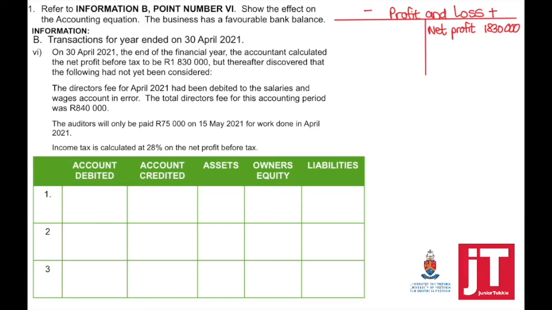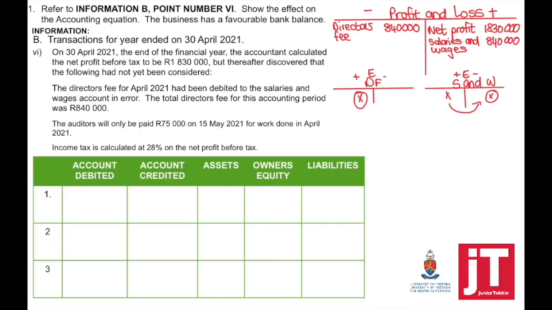So the net profit was incorrectly calculated as 1,850,000. So to make that correction, director's fees and salaries and wages, both is regarded as an expense. So it won't impact the incorrect net profit, but we need to still show the transaction. So the salaries and wages was incorrectly debited, which means we now need to credit salaries and wages. Because our expense will decrease, it will have a positive effect on the profit and loss, and that's why it will appear on the credit side. Salaries and wages, 840,000. Now that the correct account can be debited, director's fees, which means our expense will increase. Because our expense increase, it will have a negative effect on the profit and loss, and that's why it appears on the debit side, 840,000.